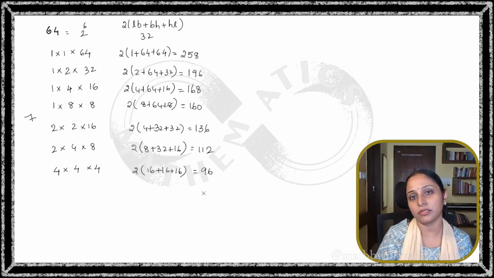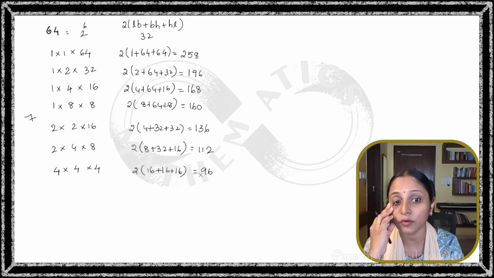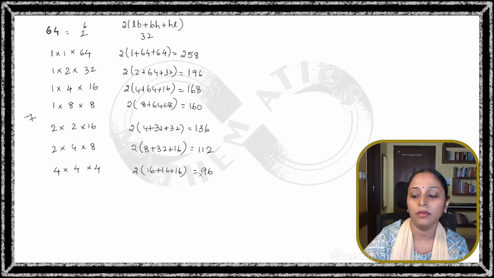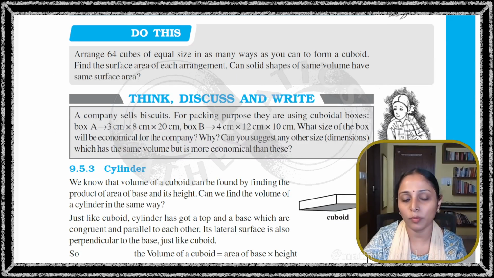You can actually think of a reason why, because as they are increasing, kind of making the dimensions even, you're cancelling off a lot of surface areas of the cubes inside. If you actually do the activity, you will be very clear about why the surface area is coming down. So here, to answer the question, they're asking us how many different ways, right? So you've seen 7 different ways. Okay, so that is the answer, 7 different ways.